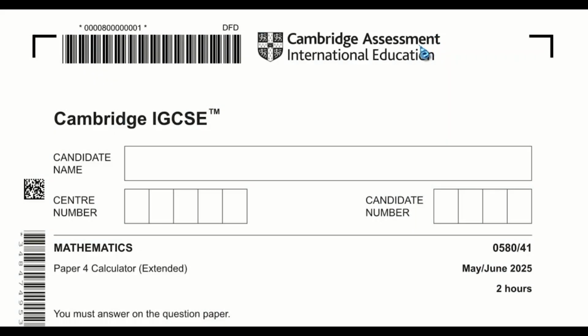Hello everyone, you're welcome to my solution to the Cambridge IGCSE Mathematics paper 4.1 written in May-June 2025. There are 22 questions in this paper.